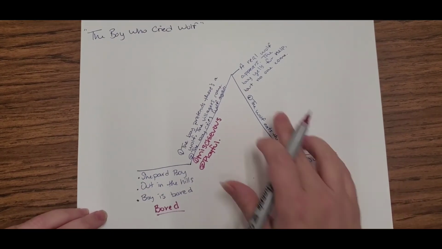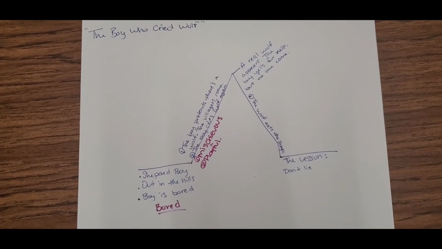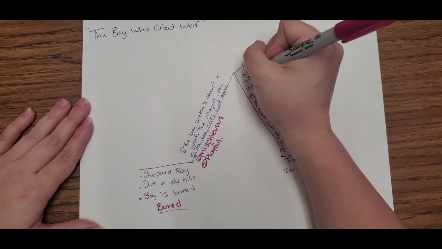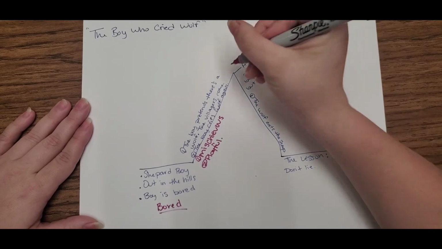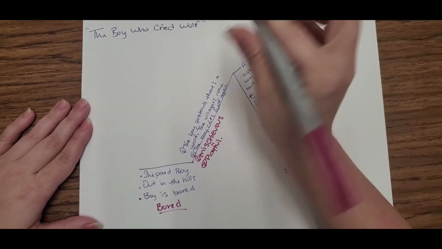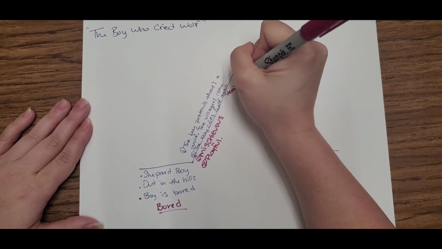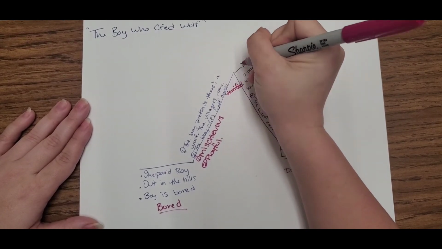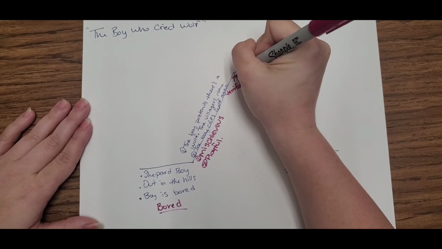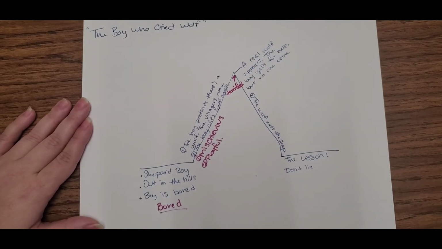So then we get to here. A real wolf appears. The boy yells for help, but no one comes. What is probably the emotion there? If you were out looking at sheep and a wolf comes, I imagine you're probably like terrified. So I'm just going to put right here in this little corner, and you guys can do it however works best. I'm just going to put terrified, and I'm going to do a little sort of arrow just to let me know it goes up there. So he is terrified there.